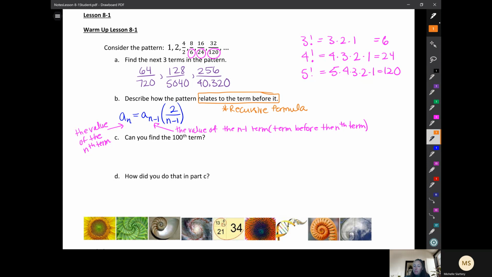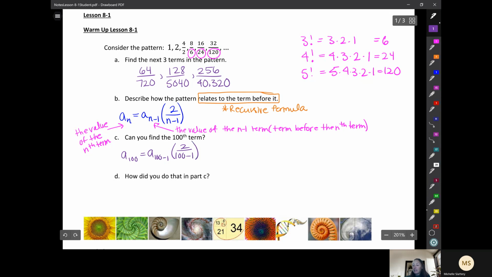And so if I ask you to do something like in part C, I ask you to find the 100th term, you don't want to have to use the recursive formula because a sub 100 would be a sub 100 minus 1 times 2 over 100 minus 1. Well, that means in order to find the answer to this, you would need to know what the 99th term was. Well, in order to get the 99th term, you'd have to know the 98th term. And in order to get the 98th term, you'd have to know the 97th term, and so on.